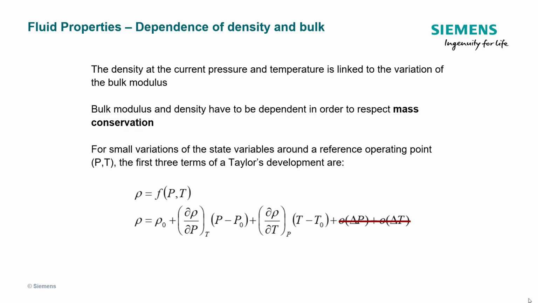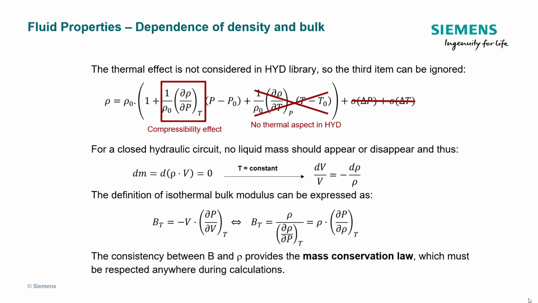First, let's check the Taylor's development of fluid density around the reference operating point, assuming there are small variations of state variables. Then what we get is the equation at the bottom. The residual terms can be ignored. In the HYD library, the thermal effect will not be considered, so that means the third term in this equation can be ignored. Then what's left is the term describing the compressibility effect.